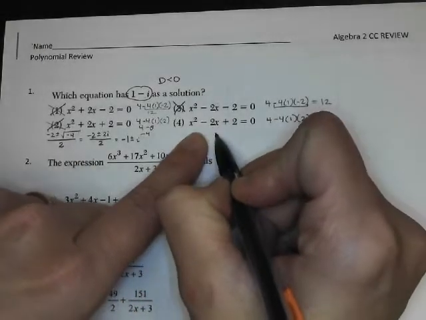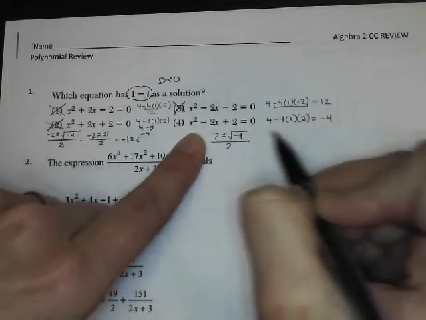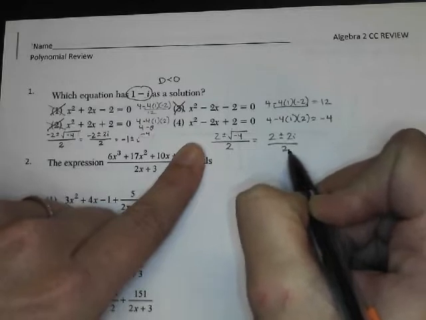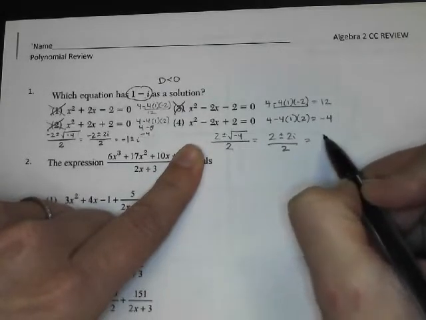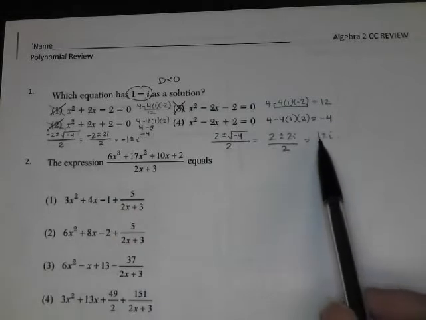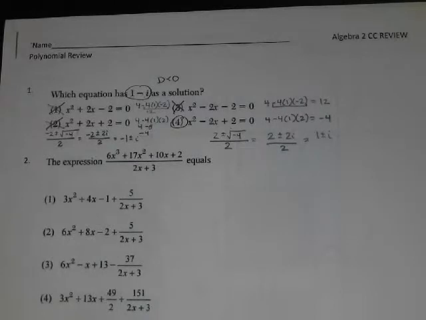So just to confirm, negative b is 2, 2a is 2, so it's very similar. And again, both divisible by 2, so 1 plus or minus i. So 1 plus i is a solution, but so is 1 minus i, so that is option 4.